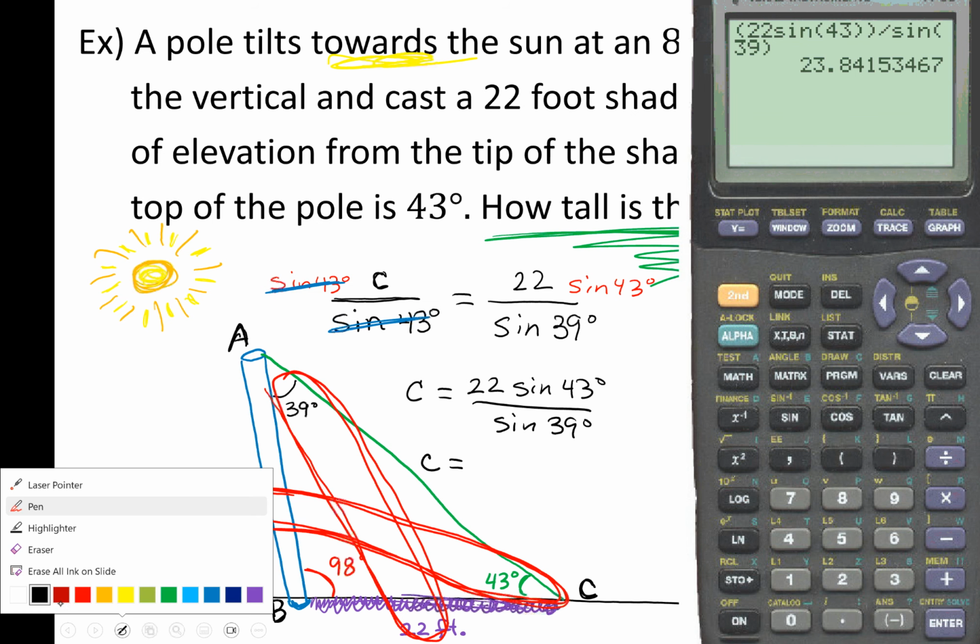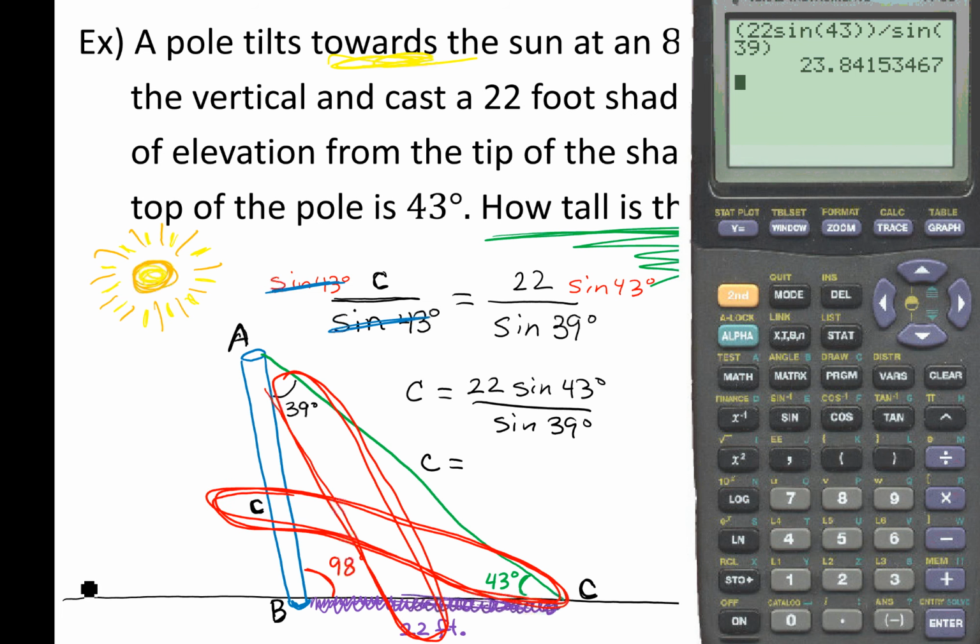And in this case, we don't have to find everything. We just need to find out how long the pole is. So the pole is 23.841, or 42 if you decide to round it up. I'll leave it just the same. And that's going to be in feet, because I know the shadow is 22 feet.